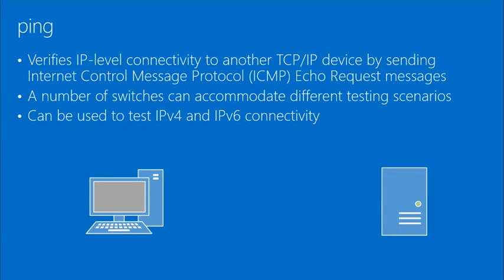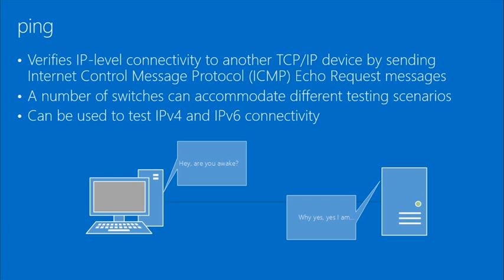Ping. Ping is a very low-level method of verifying connectivity. You verify connectivity with an ICMP echo request message. If we look at the graphic here, thanks to Christopher for these amazing graphics. That's what I do. So basically you have the first device saying, hey, are you awake? The second one, yes, I am. And basically that's all there is to ping. Ping actually stands for Packet Internet Groper. It actually means something. It can be used to test IPv4 and IPv6 connectivity.